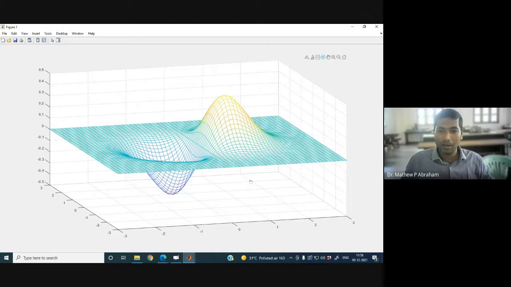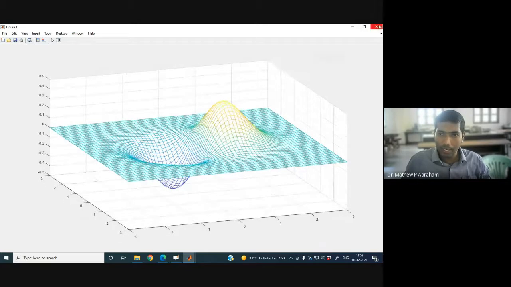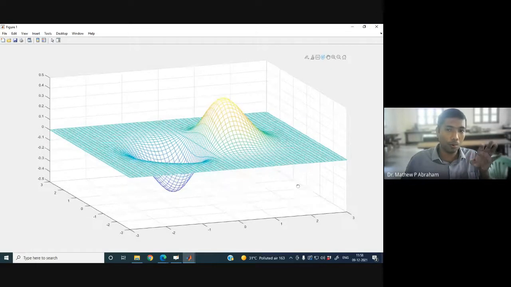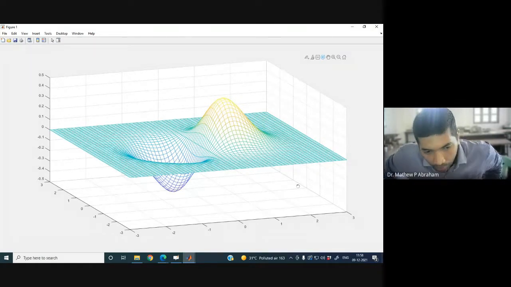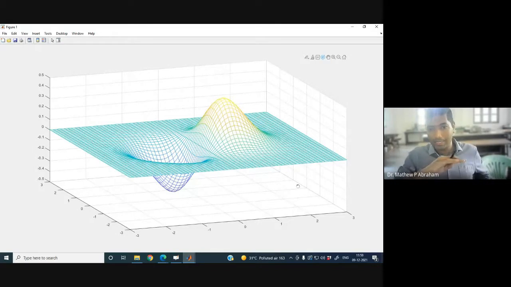Okay, so one more thing I want to demonstrate in Matlab is this plot of the function. Now, if you want to see more clearly where the maximization and minimization are happening, we need to take the contours of this plot. What contour means is, if you are cutting this graph at some height, suppose I am cutting the graph at say 0.1.